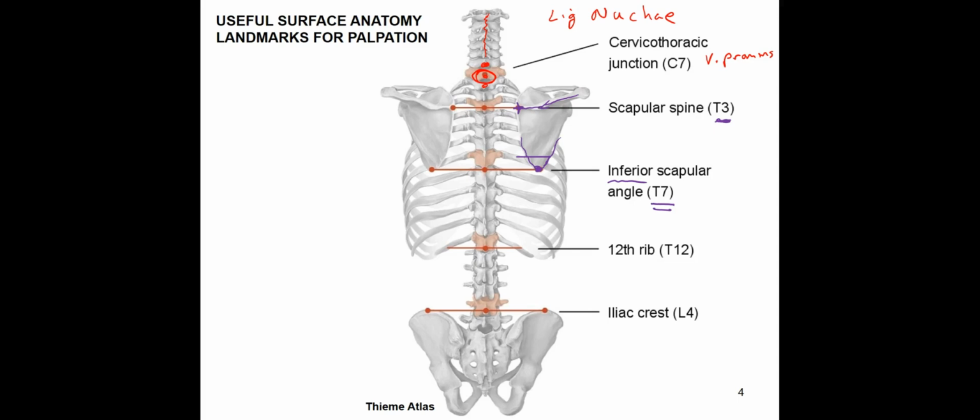You have the T12, which would be where the bottom rib articulates with the vertebral column, and of course, good old reliable L4, which is at the top of the iliac crest. So there's some nice landmarks when you're assessing a patient.